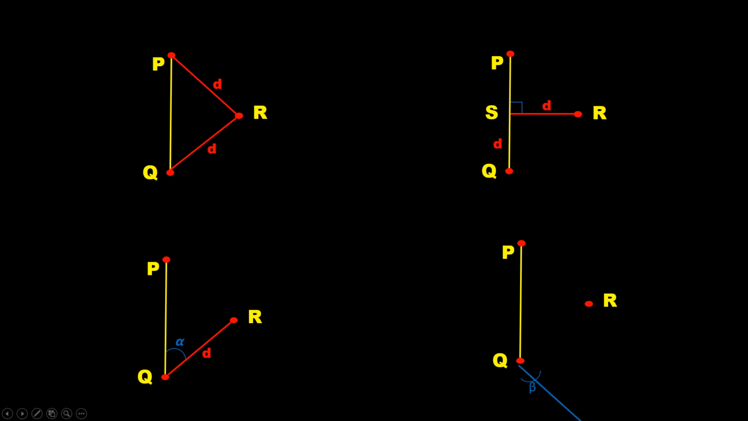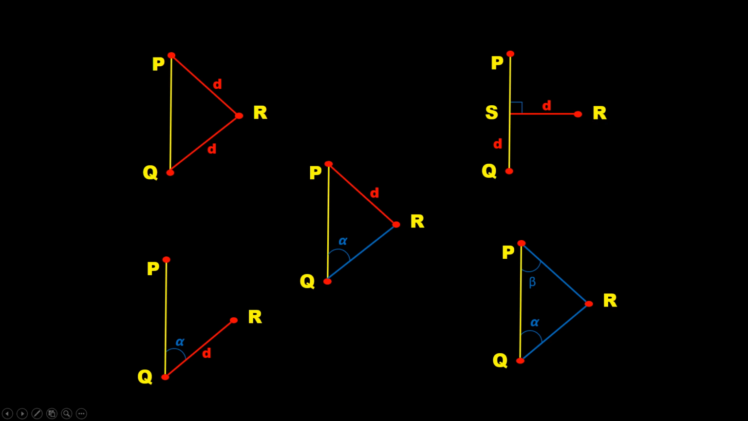Okay, and then this fourth one here, where you've got two angles off the two known points. That is typically called triangulation. And finally, a hybrid solution where you're measuring a distance from one point and an angle from another. So five ways of finding the unique position of an unknown point from two known points.